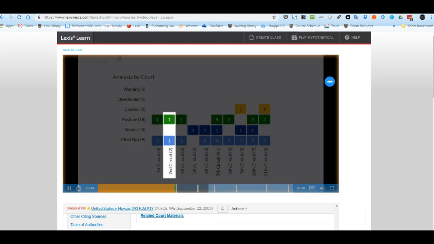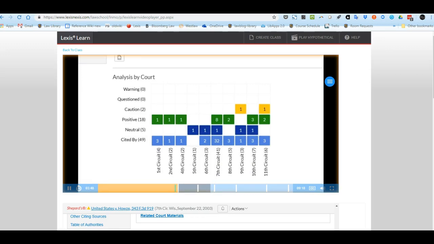Notice there are two cases in the Second Circuit that cite Howes. The one in green follows one or more holdings in Howes, and the other case simply references Howes. Let's look at the case that follows a point of law in Howes. Click on the green box for positive analysis in the Second Circuit column.